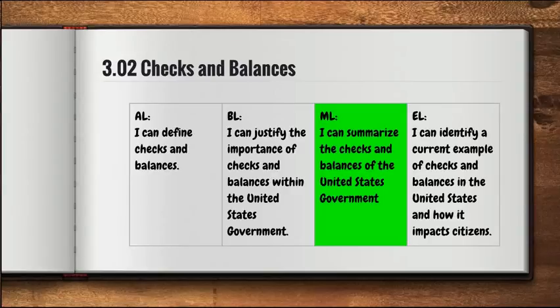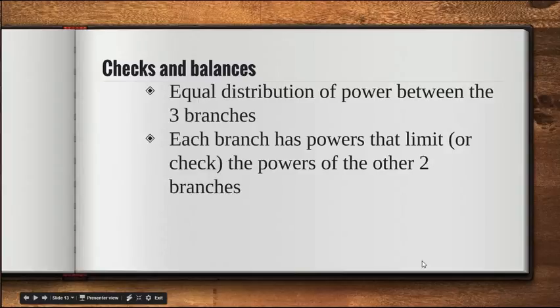At this point, we will move into 3.02. As you can see here, 3.02 deals with summarizing checks and balances. When I see the word summarize, I think of 2 things. Can I define it in my own words? And then can I give examples? So for checks and balances, a definition.